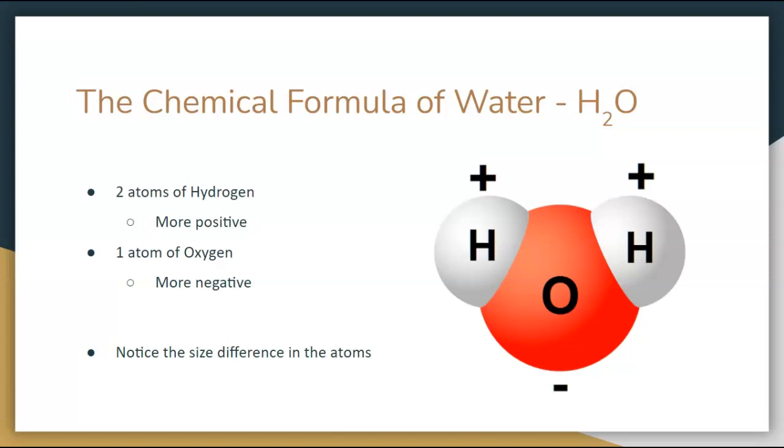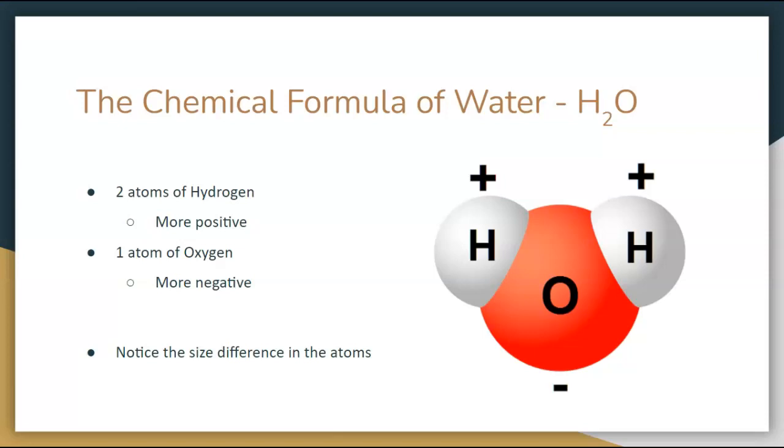And oxygens are more negative, and you can see that here in our image, right? We have a positive next to the H's, which are hydrogens, and then a negative down here next to the O, which is oxygen. So you can think of oxygen as sort of like a bully, right? It's mean, it's negative, and then our hydrogens are little happy guys. And you'll also notice that the oxygen is way bigger than the hydrogen.